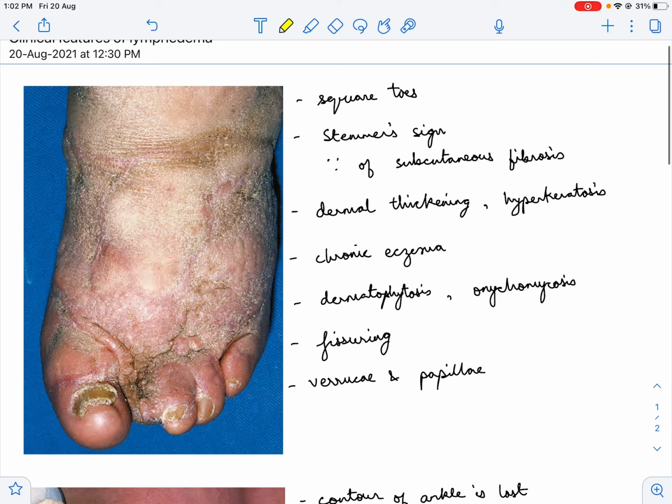Now, the other clinical features can be seen in this diagram. Both these pictures are from Bailey only. You can see that there are square toes. These square toes are because of the foot being confined in the footwear. Then you will also see Stemmer's sign. Basically, when you try to pinch the skin of any part of your body, you can pinch the skin up, and when you leave it, it falls back in place. But in Stemmer's sign, you are not able to pinch the skin up.